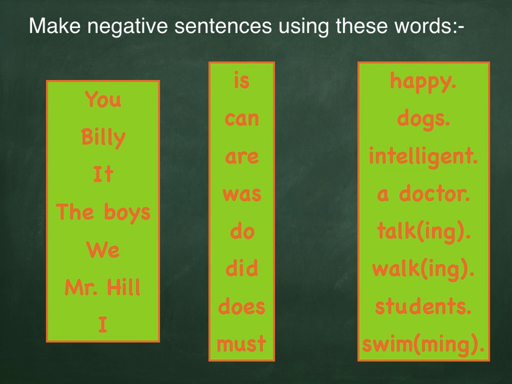Now it's time for some practice. Let's practice making negative sentences. Of course, you must be very careful to use correct forms. For example, Billy is not a doctor is good. We cannot walk is also a good example. And the boys do not walk is okay. However, Mr. Hill do not intelligent is no good. You do not talking is also no good.